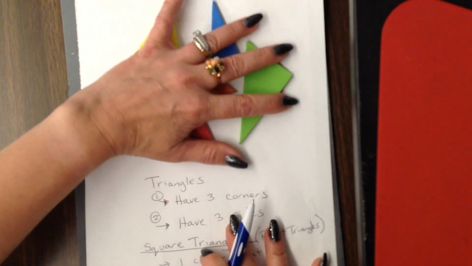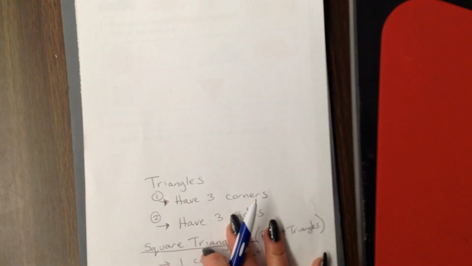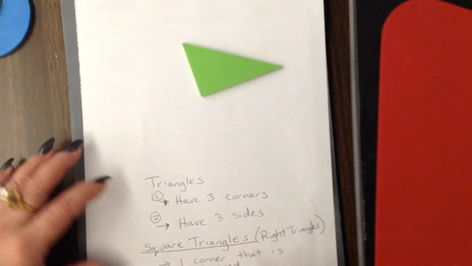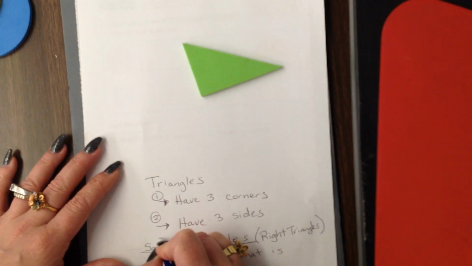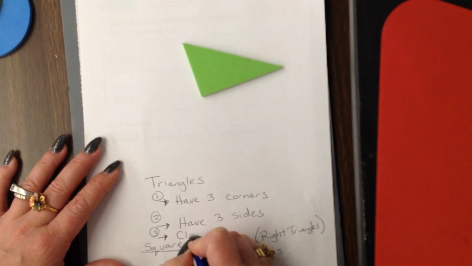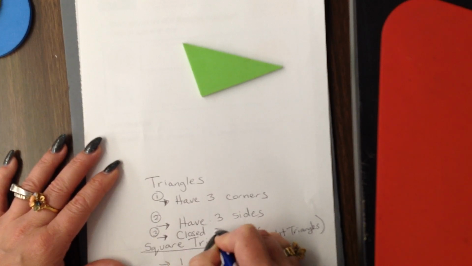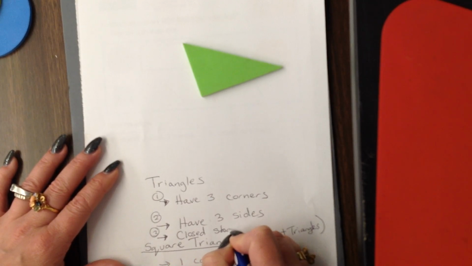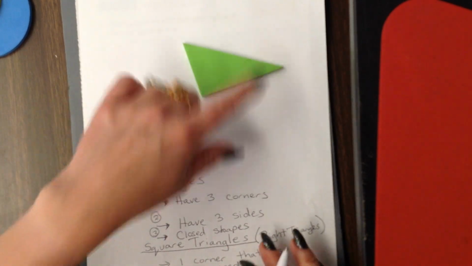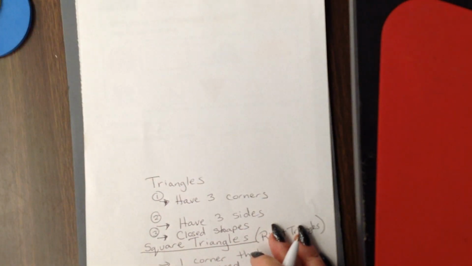Okay, let's go ahead and clear this board. Oh, sorry, there was actually one more rule for the triangle. What was the other third rule about the rectangles? They were closed shapes. So, closed shape. All right, they're closed shapes. So they're closed up, and they don't have any openings.